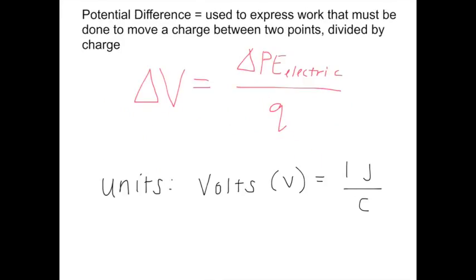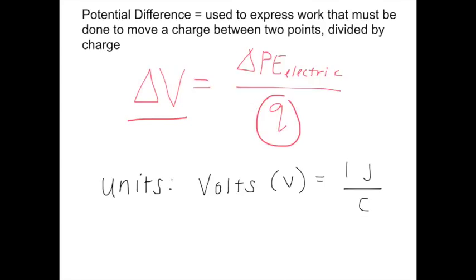When the electric potential of a charge changes, this is known as potential difference, which is used to express the work that must be done to move a charge between 2 points. And then again, this is divided by the charge to make the quantity independent of the charge's magnitude. So we write potential difference as delta V, or essentially a change in potential. And then that equals the change in electric potential energy divided by Q, or the magnitude of the charge. And the units for potential difference are volts, or V, where a volt is equal to 1 joule per coulomb.